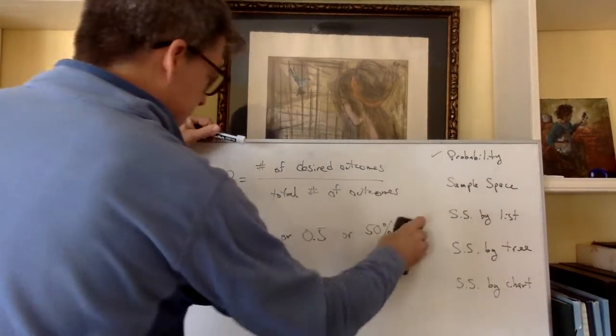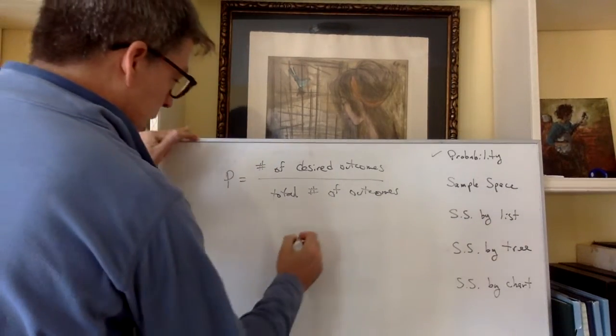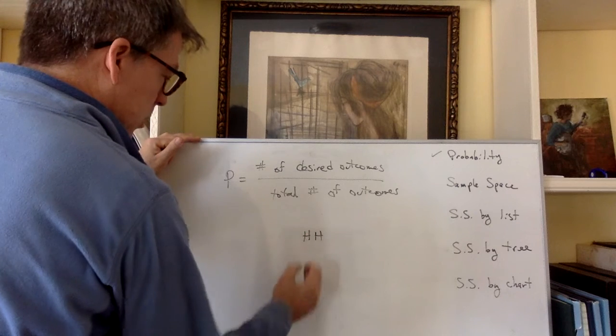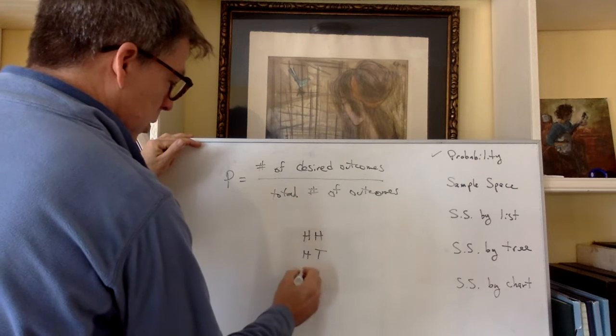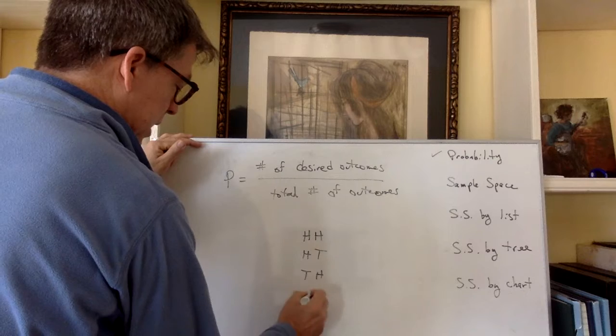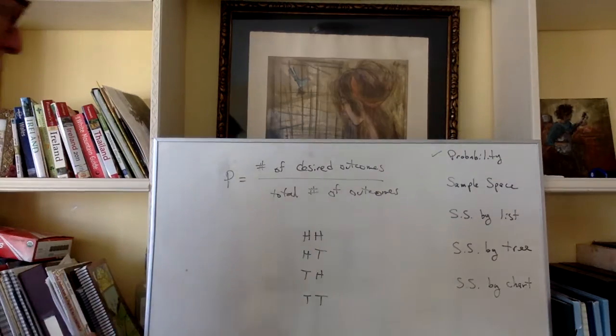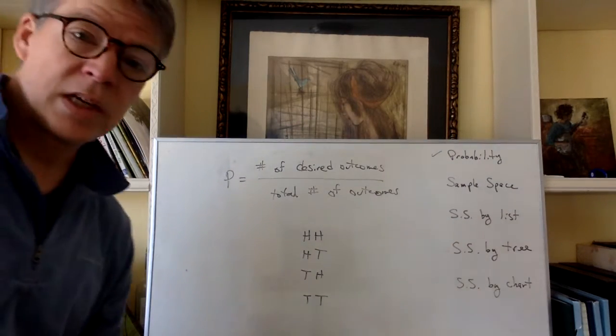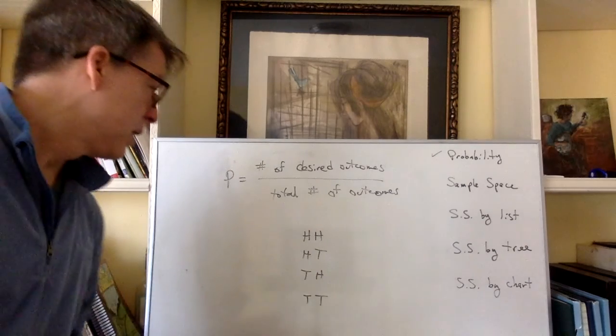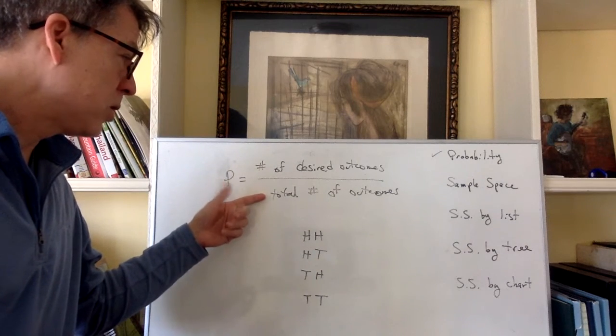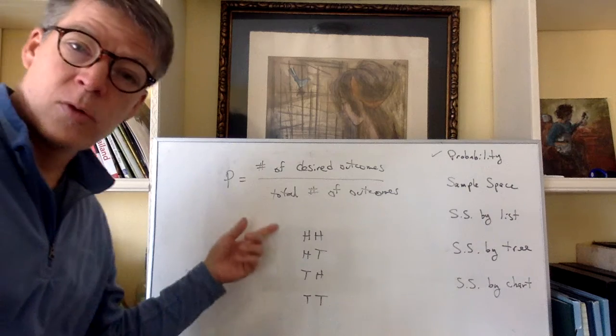Here it is. You could get heads, heads. You could get heads, tails. Or tails, heads. Or tails, tails. And guess what? That's it. There are no other options. And what's nice about that is once you know that, the bottom number here, the total number of outcomes, can you tell there are 4?